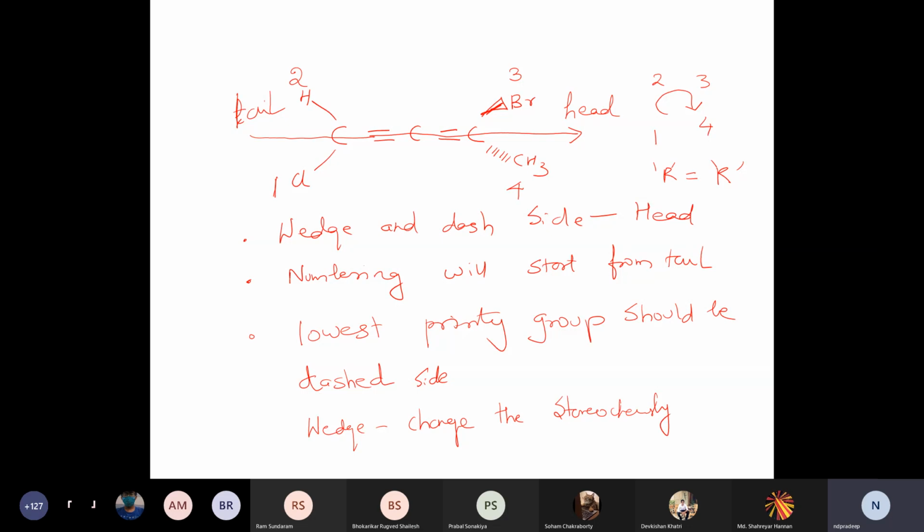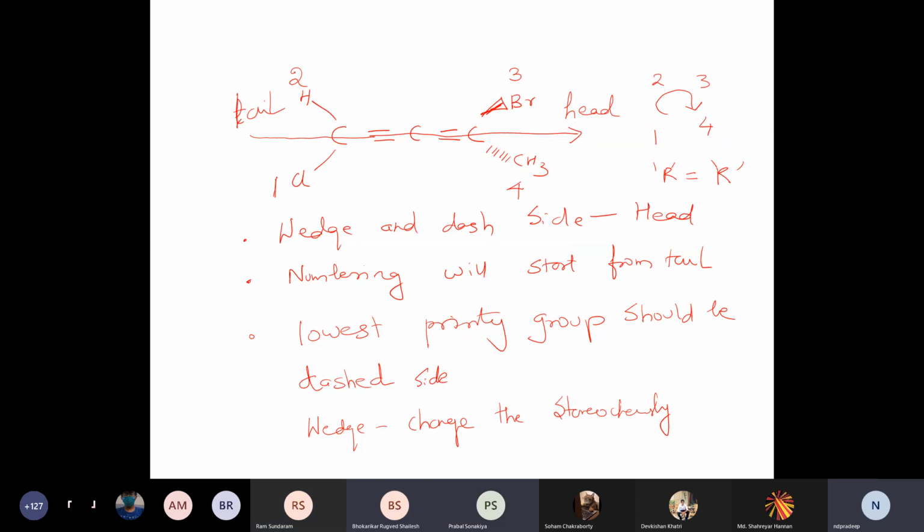Bromine and CH3 have been given stereochemistry with wedge and dash, which says that one is away from the board and one is towards the board. And H and Cl have not been given any stereochemistry, which means they are in the plane. So don't take that into consideration. Clear?